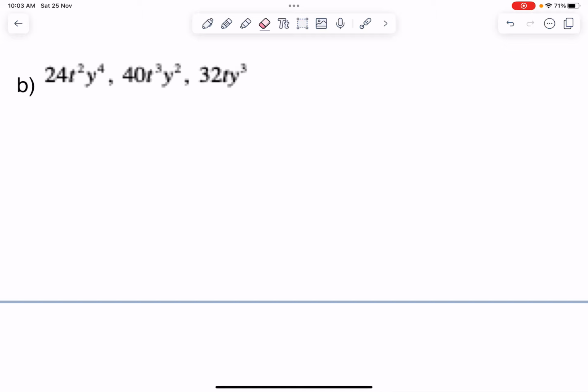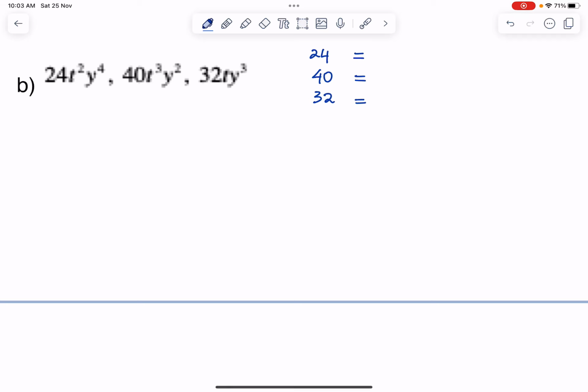Hello students, we will look at this one question on the CPC when you are asked to find the highest common factor between all these three algebraic expressions. In this case, we will look at them step by step. So look at the numbers 24, 40 and 32. Let's see what is actually their greatest common factor among these three numbers.